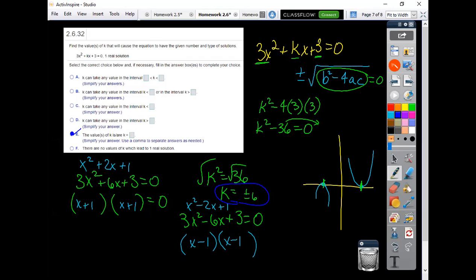So looking at the discriminant, if we want two solutions, then the discriminant's got to be greater than 0. So we have a plus number, minus number. And if we want no solution, that's where we get a negative underneath there.